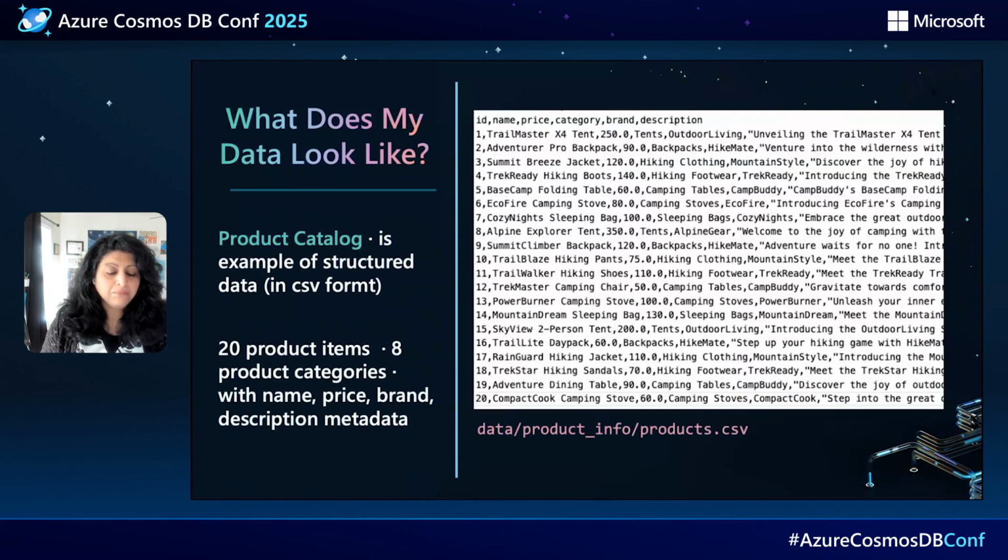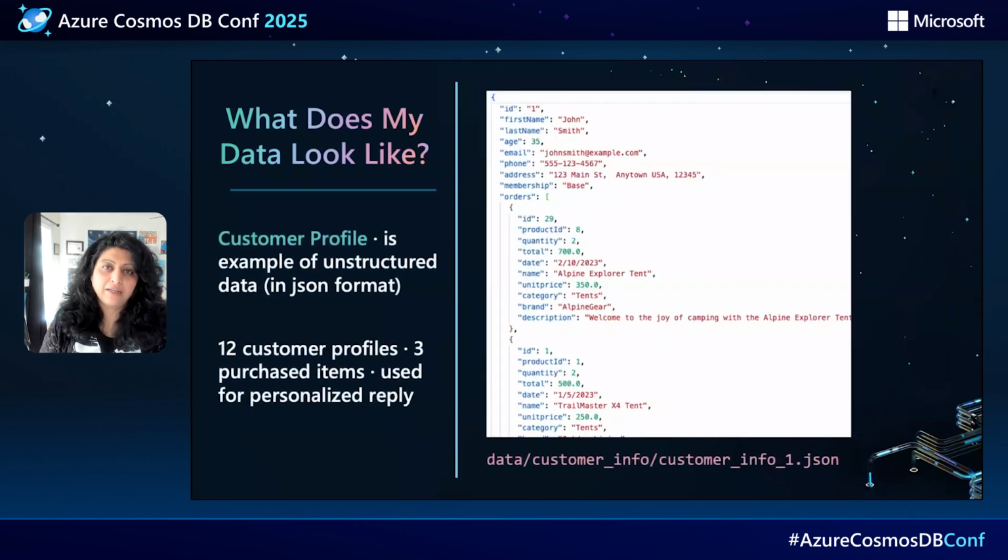Now, if you fork the repo, you can go into the data folder and look at the product info subfolder, and you will find that list of products. You have 20 product items, a good healthy sample, 8 product categories, and columns like price, name, brand, description as metadata. We also have a second set of data.